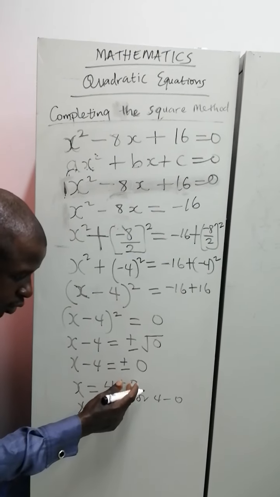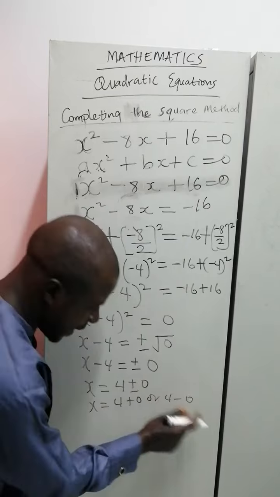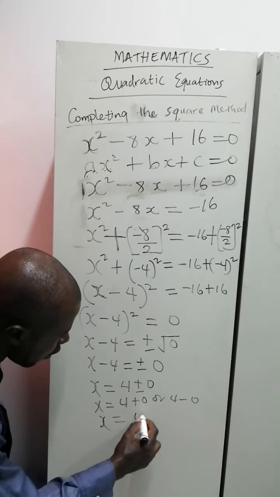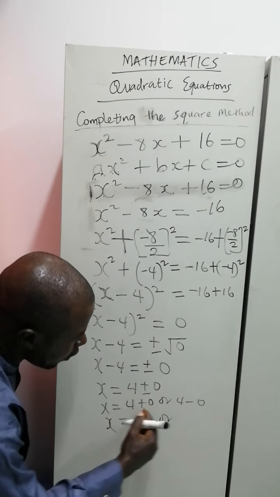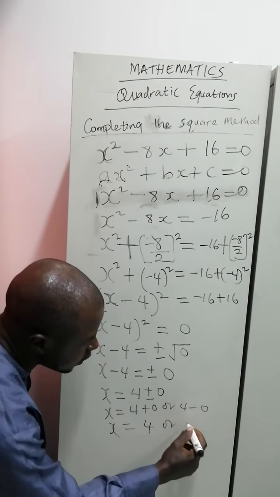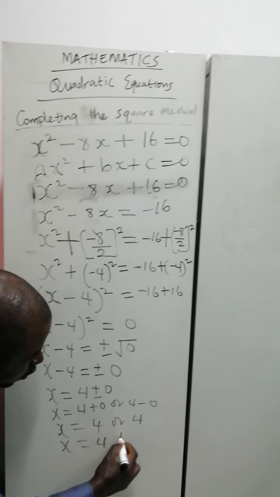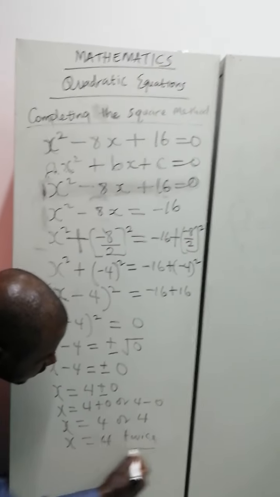You treat this 0 with plus and minus again. So at the end of everything, we are going to have x is equals to 4, or 4 plus 0 is 4. 4 minus 0 is still 4. That means x is equals to 4 twice. So that is the answer.